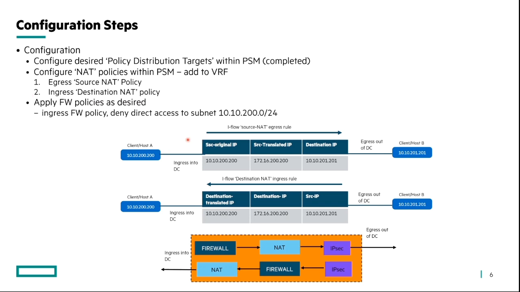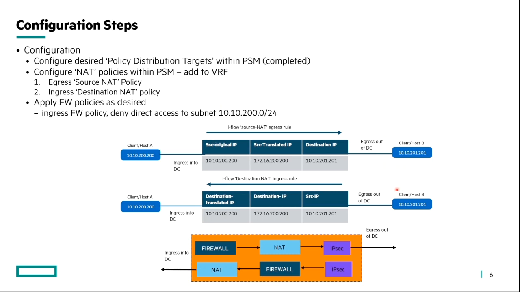So a quick summary of those. The source NAT egress policy: client host A, 10.10.200.200, targeting 10.10.201.201. Original source IP will get translated to 172.16.200.200, and the destination IP address remains the same. And that's fine if we've just got outbound connections from host A to host B.